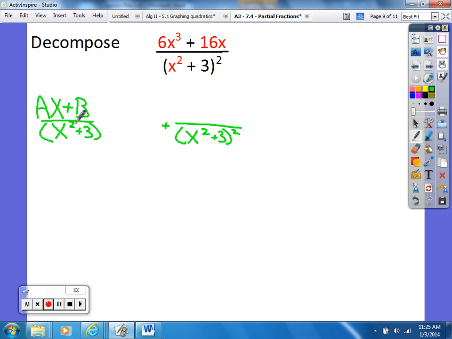Okay. Now remember how on the other one, it was a number over this, and then we did a number over this? Well, I'm not going to put a number because I have AX plus B, so over here, I'm going to put CX plus B.